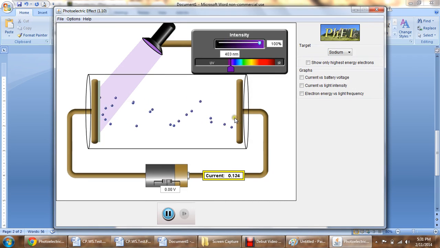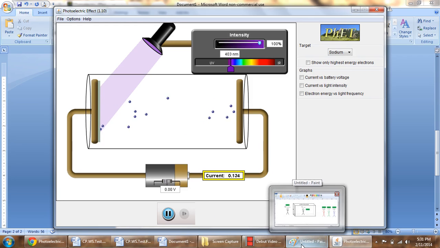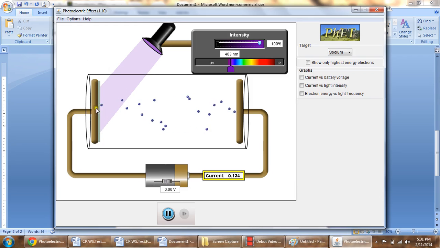So what does this all mean? How does this work? Let's run through an example. We have electrons on this plate that are seeking energy to break free. Your blue and purple light can do it. Your red light doesn't have enough energy. So we'll go back to the blues. Blues have enough energy. The electrons get that energy. They break free. They fly across, complete the circuit.